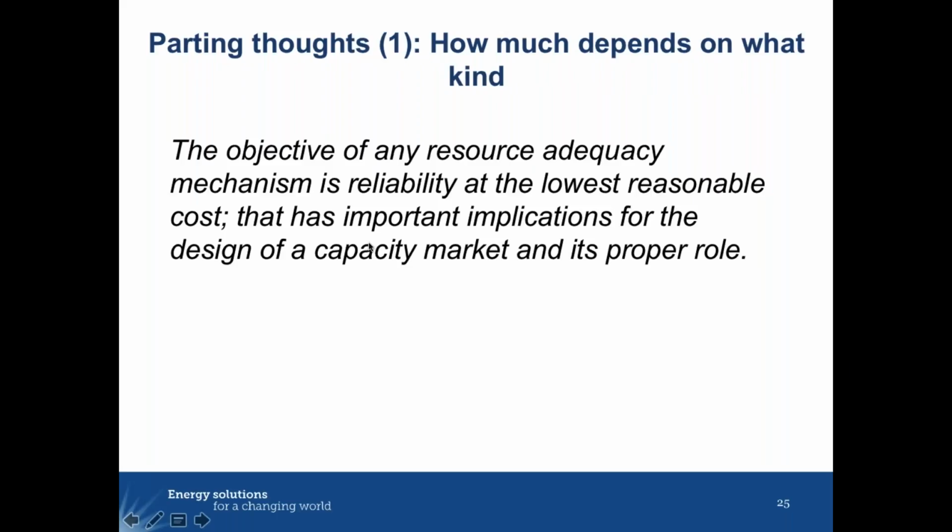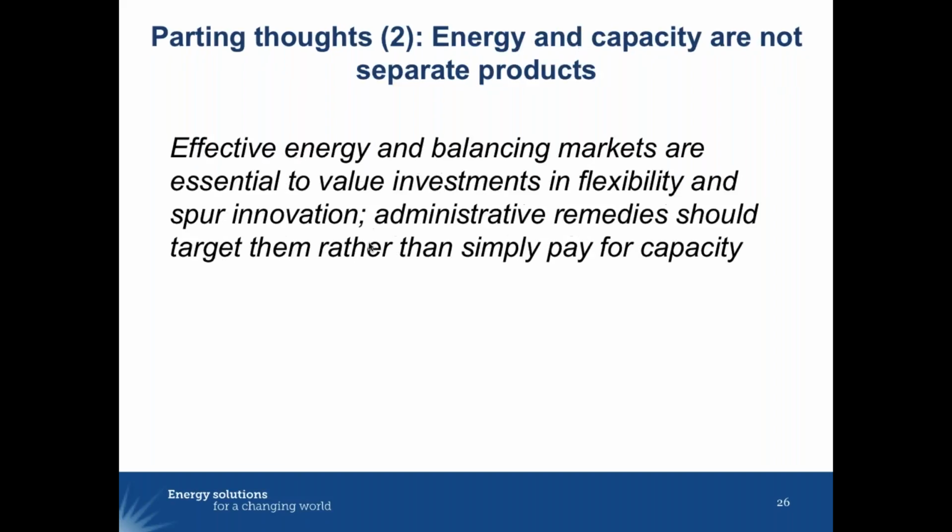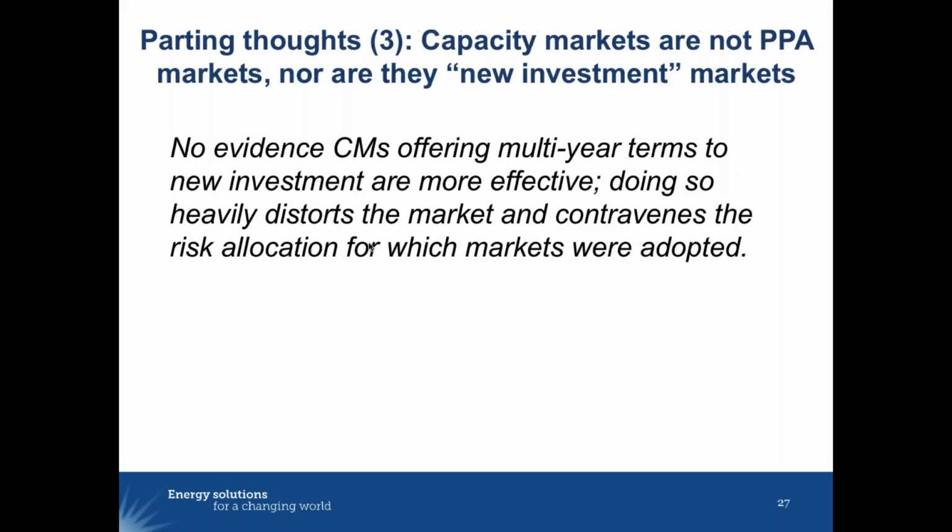The objective of any resource adequacy mechanism is reliability at the lowest reasonable cost. That has important implications for the design of a capacity market and for its proper role. Energy and capacity are not separate products. Effective energy and balancing markets are essential to valuing investments in flexibility and spurring innovation, especially on the demand side. Administrative remedies should target them rather than simply paying for capacity outside of them.